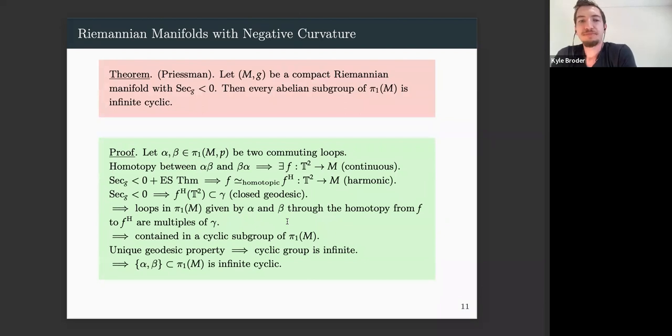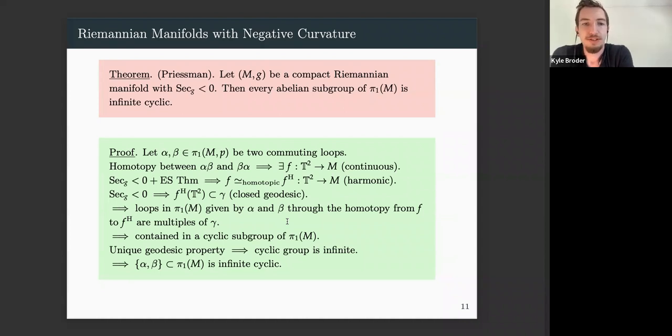Okay, so the next theorem, which will be one of the main theorems as motivation from the Riemannian side of things, is this theorem of Preissman. If we have a compact Riemannian manifold with negative sectional curvature, then every abelian subgroup will be infinite cyclic. So there are two additional statements here in comparison with the Hadamard Theorem, which is the presence of compactness and a strict sign on the sectional curvature.